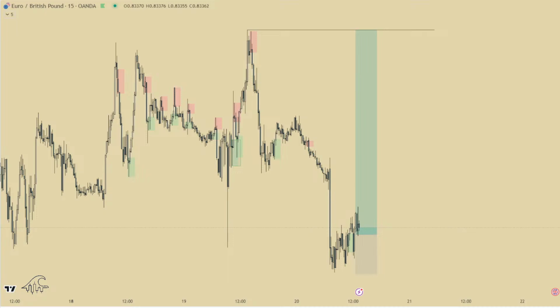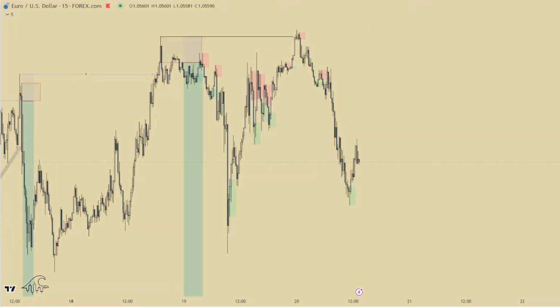So always be aware of red folder news. High impact news is of course going to change some of the market dynamics, and definitely it's going to change some dynamics with your broker. So keep that in mind.